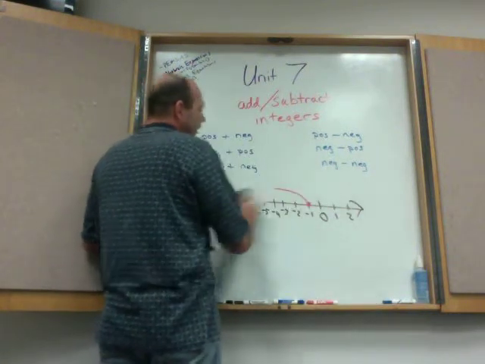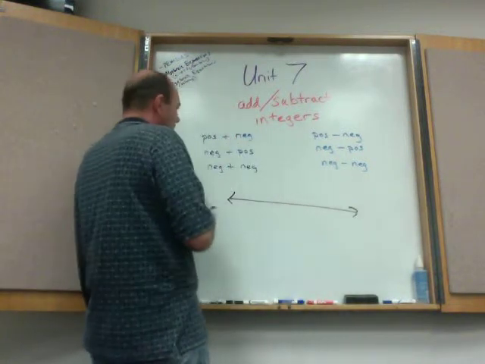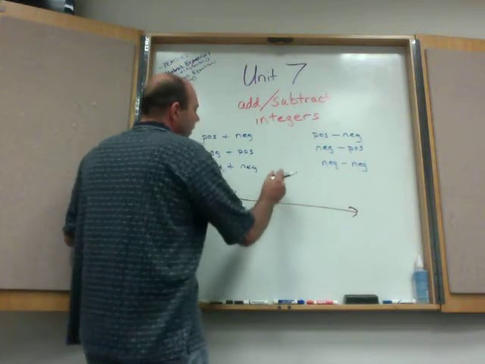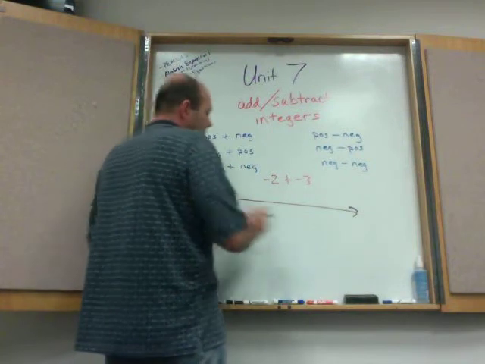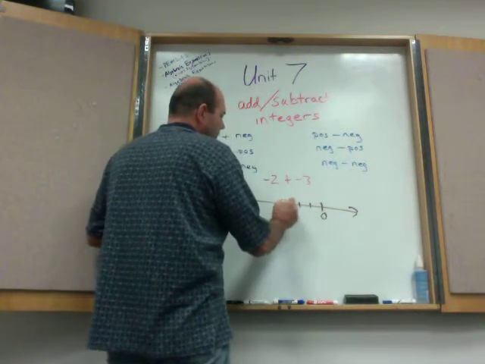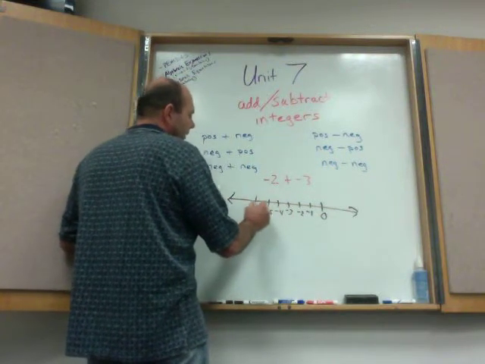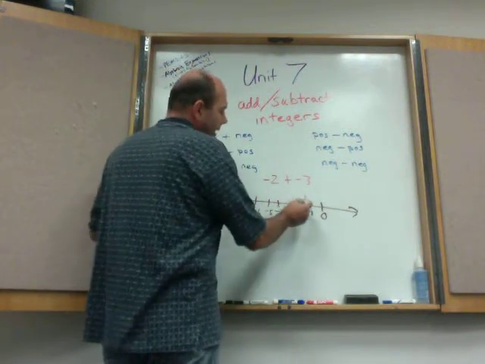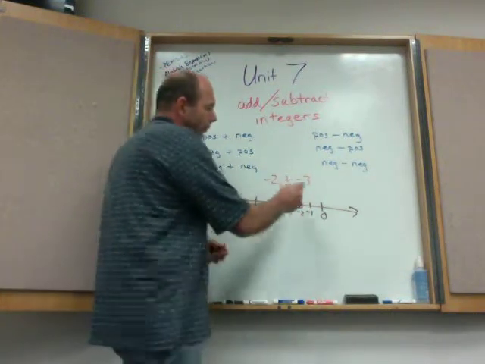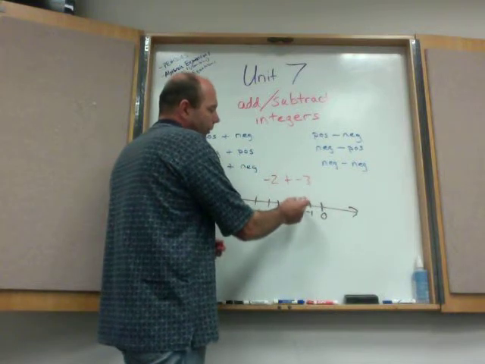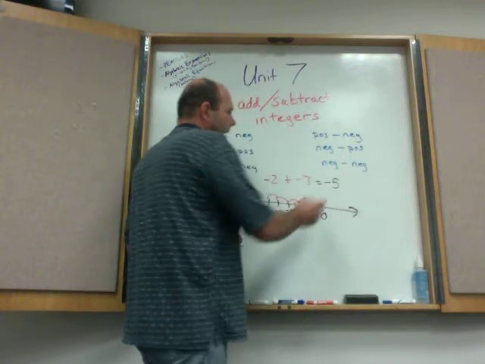Okay, negative plus a negative. Let's do negative 2 plus a negative 3. Here's my number line, 0 through 6 and negative 1 through negative 6. I'm starting at negative 2. Remember, when you add, you go in this direction, but since I'm adding a negative, I go the other direction. 1, 2, 3, and I find out that that equals negative 5.